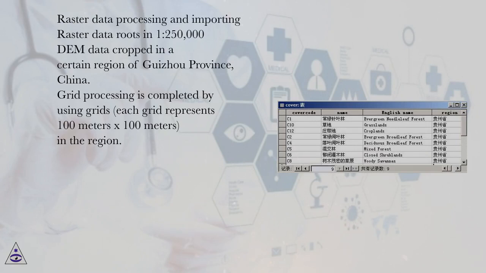Raster data processing and importing. Raster data, from 1:250,000 data, is cropped in a certain region of Guizhou Province, China. Grid processing is completed by using grids. Each grid represents 100 meters x 100 meters in the region.